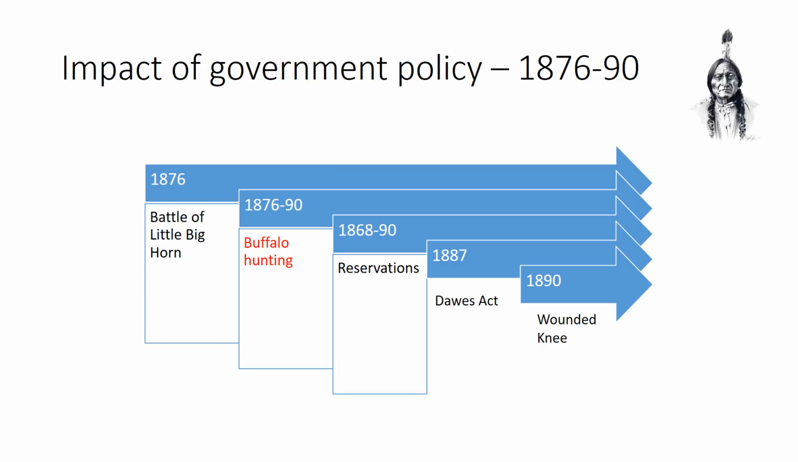Effectively, it freed up land for whites as well. And the last bit of this was by 1890, the Wounded Knee Massacre. The ghost dance was spreading around the reservation, the idea that the buffalo would return and the Indians would reclaim their land. This kind of made the US Army nervous, and they opened fire, and this was really the last clash between the Sioux and the US Army.